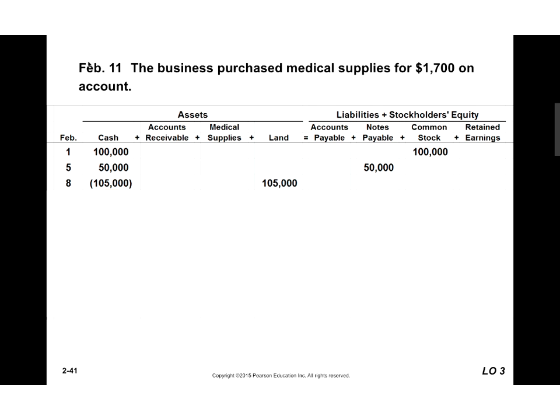Okay, next up, the business purchased medical supplies for $1,700 on account. Purchased medical supplies. Medical supplies, that's a prepaid expense. That's an asset, so it's going to go over an asset called medical supplies. So we have $1,700. We're getting supplies.